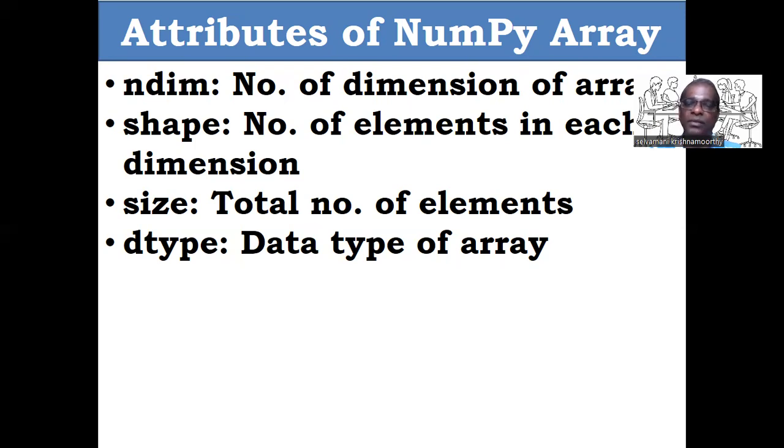That means the number of rows and the number of columns it will display. Size means size returns the total number of elements available in that array. It may be a one-dimensional array or two-dimensional array. dtype returns the data type of the array. That means this array contains only integer elements or float or string. Okay. So ndim means number of dimensions. Shape means number of elements in each dimension, that is how many rows, how many columns. Size means the total number of elements available in that array. dtype means data type of the array.